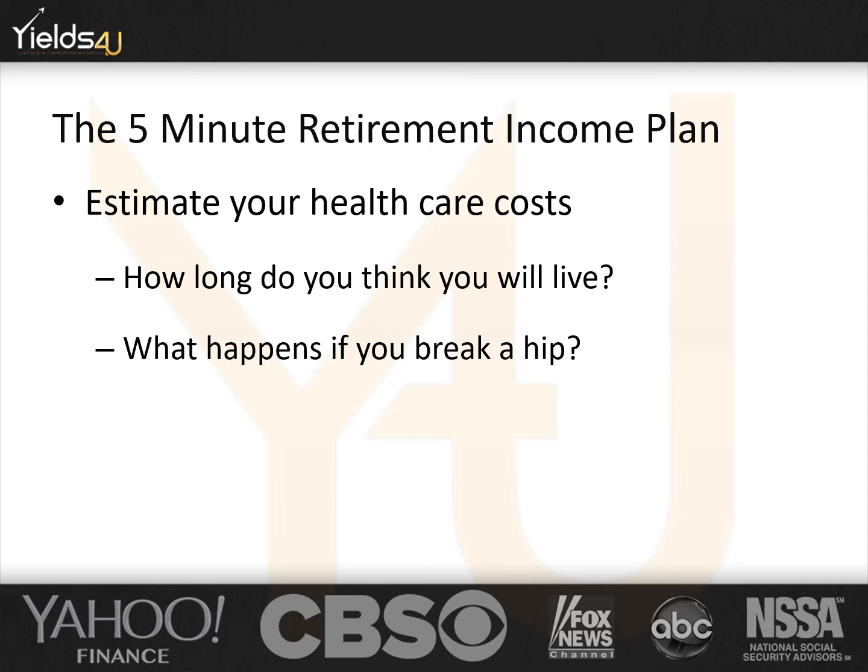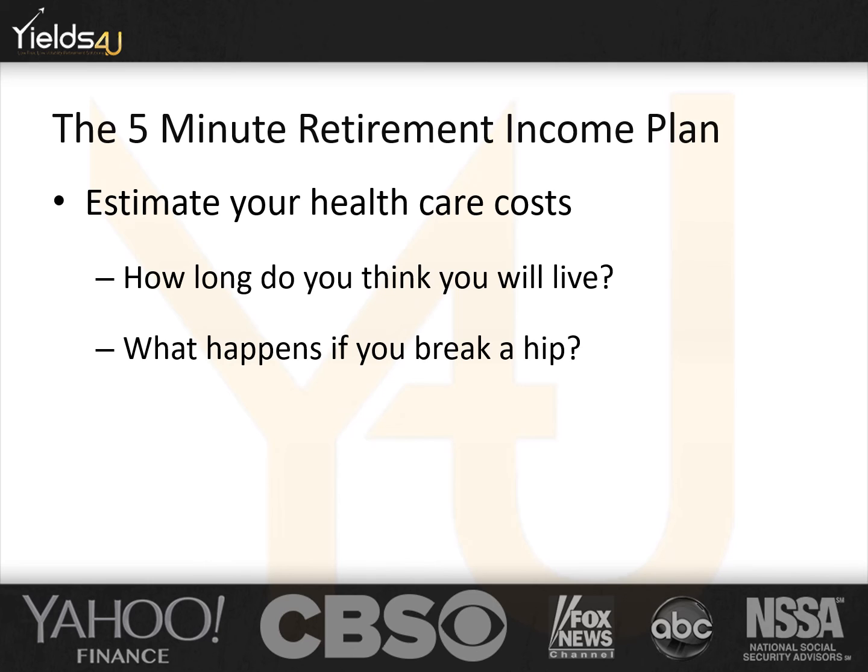Once you have an idea of the answers to these questions, the next step is to take your cash flow statement and adjust it for inflation. Remember, costs are going to keep going up. What happens when one of you passes away? Make sure your plan accounts for the reduced income of survivor benefits. Have you factored in taxes and required minimum distributions into your cash flow?